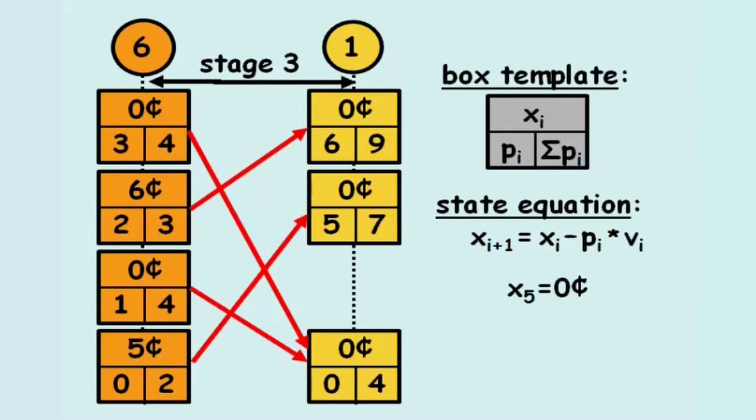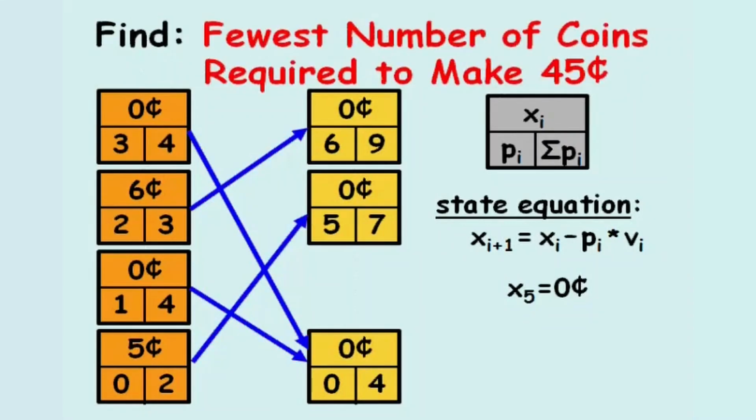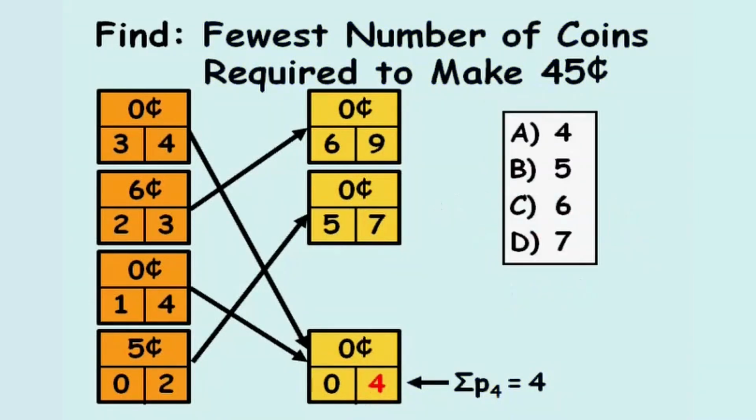Since the question asks to find the fewest number of coins required to make 45 cents change, we choose the solution which only requires 4 coins. When reviewing the possible solutions, the correct answer is A.